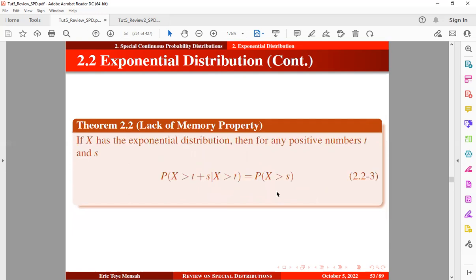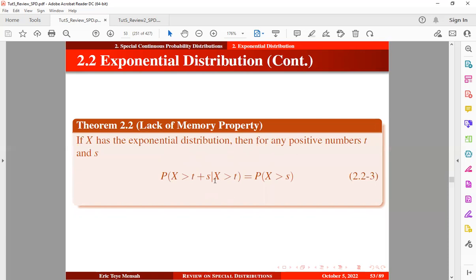If x has the exponential distribution, then for any positive numbers t and s, the probability that x is greater than t plus s, given that x is greater than t, is equal to the probability that x is greater than s. So what does this theorem entail? This theorem basically states that the exponential distribution has no memory.